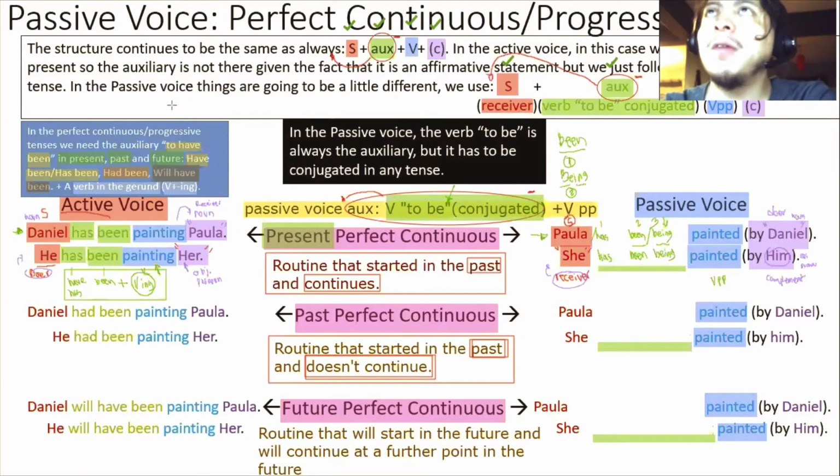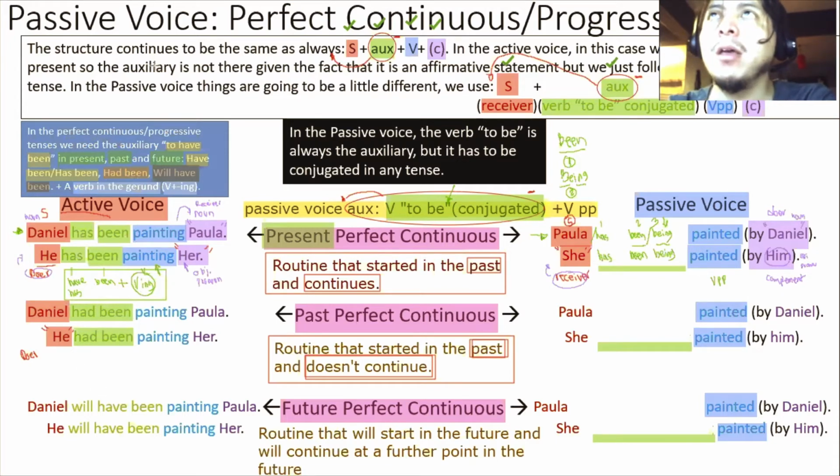Okay. So we have, again, because this is an affirmative statement, we start with the subject. The subject in the active voice is the doer of the action. And we replace the subject with a personal pronoun, he. Daniel is he, okay? The auxiliary is always going to be have been. It's not has been, it's have been. It's the verb to have been, but in the past. In the present is has been or have been. In the past is always have been for every subject.